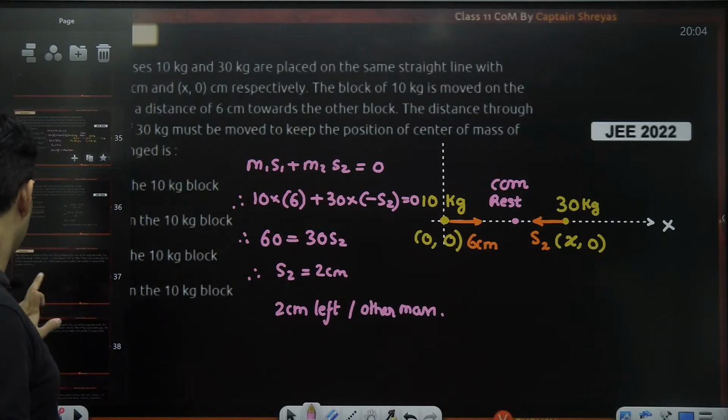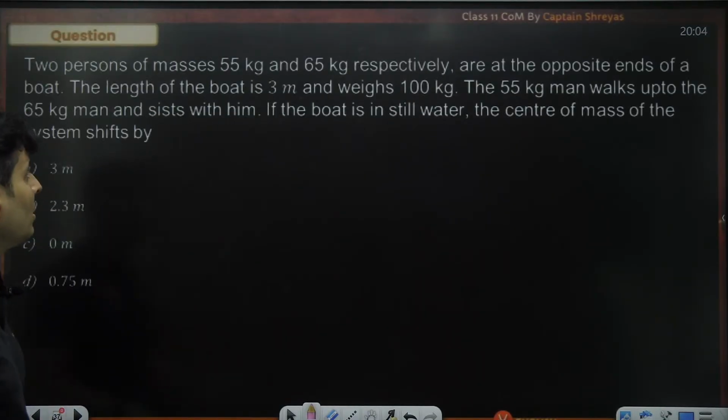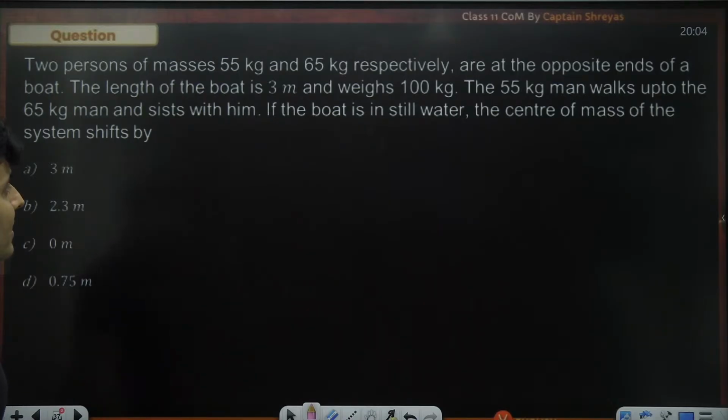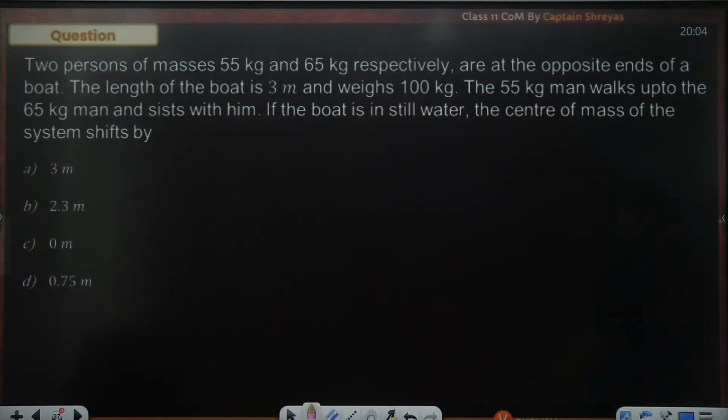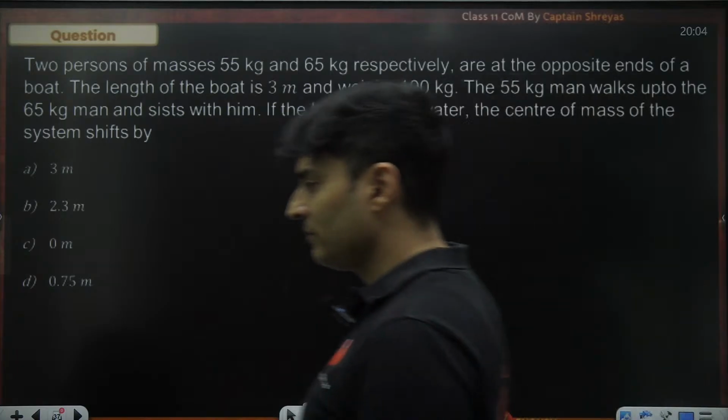Now, the next one over here. Two people, 55 kg, 65 kg, at opposite ends of a boat. The length of the boat is this much, mass is given, the 55 kg man will walk and sit with him. If the boat is in still water, the center of mass of the system will shift by. Come on, everybody spam the answer in the chat box. No need of calculation, only directly.